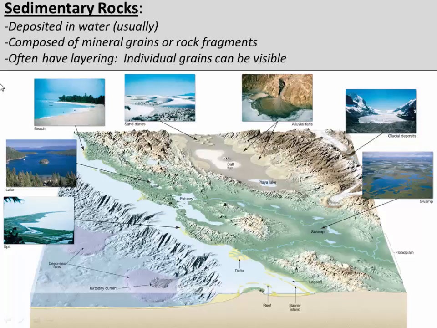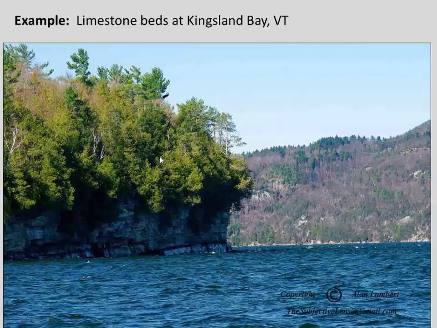So we'll see later that sedimentary rocks can often have layering. Often you can see individual grains of sand or chunks of rock in the sedimentary rock. So here's an example from Vermont. Limestone is a type of sedimentary rock. It's made up mostly of dead shells from dead organisms. But you can see here some of the layering in the sedimentary rock, where those layers of sediment were piled on top of each other and then eventually consolidated into rock.